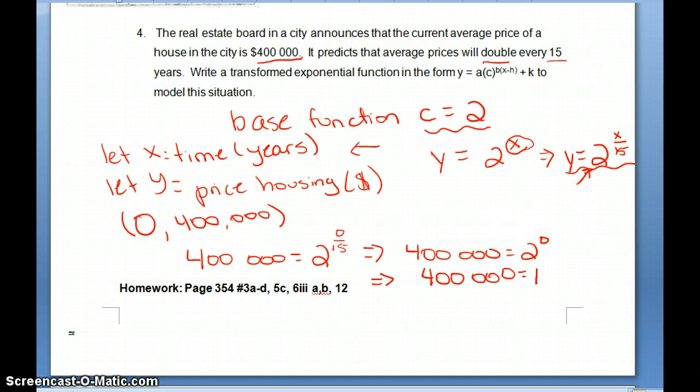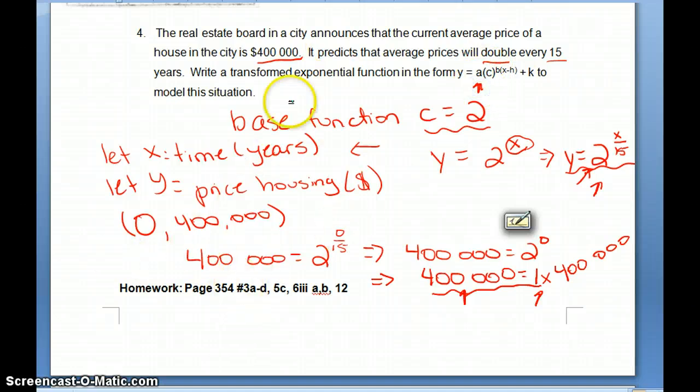So then you can ask yourself, what do I have to do to our equation to make this true? How do we get 400,000 to be equal to 1, or how do we get 1 equal to 400,000? So what happens if we multiplied our right side by 400,000? That would sure give us 400,000 on each side, now wouldn't it? So that's going to give you that clue there. So we're going to have this a value of $400,000, or just 400,000. So what our equation equals, we have y is equal to 400,000 times 2 to the power of x over 15.